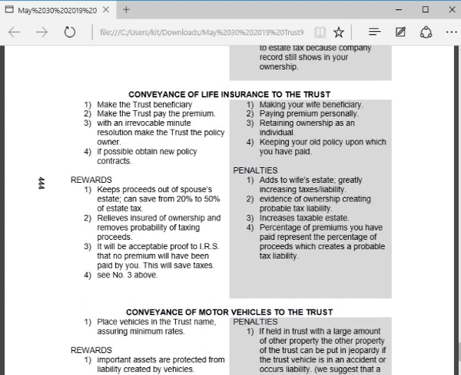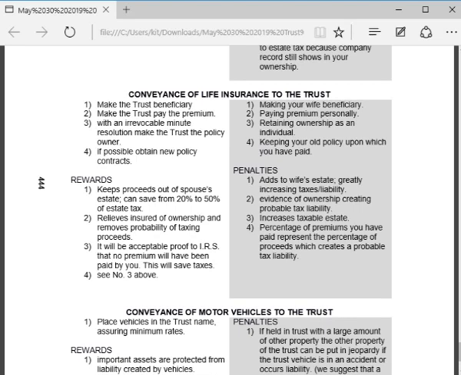Conveyance of life insurance to the trust. 1. Make the trust beneficiary. 2. Make the trust pay the premium. 3. Would make an irrevocable minute resolution. 4. Make the trust the policy owner. 5. If possible, obtain new policy contracts.